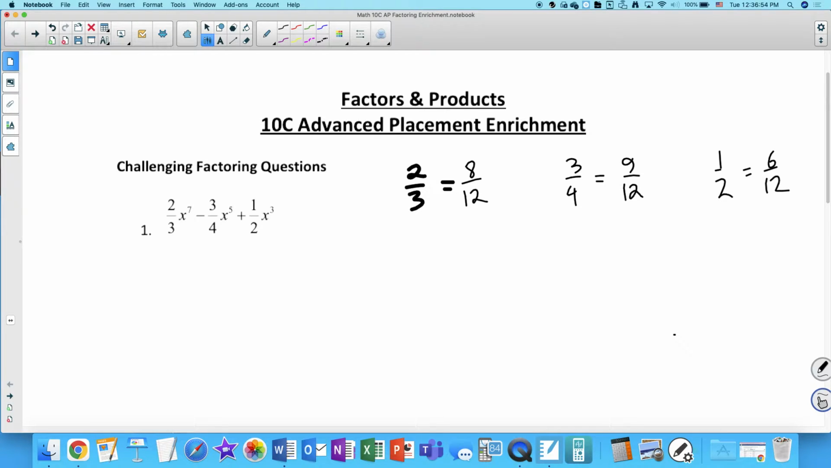Okay? So I'm going to rewrite this as 8x to the 7 over 12 minus 3x to the 5 over 12 plus 6x cubed over 12. Sorry, that should be a 9.